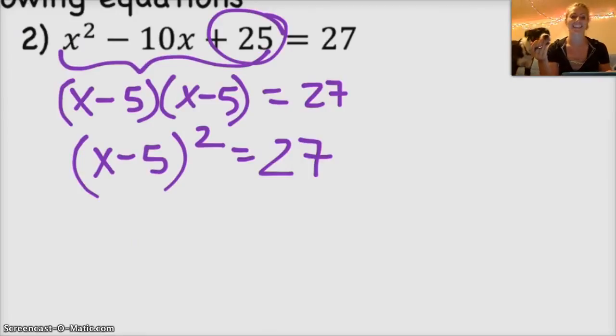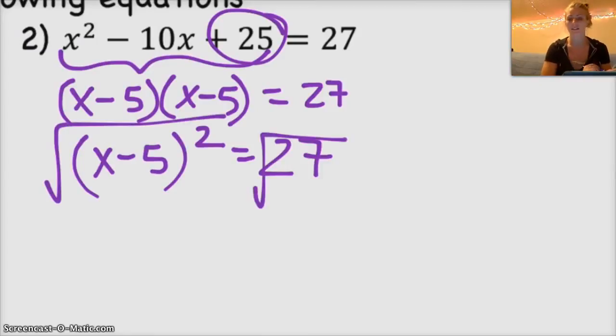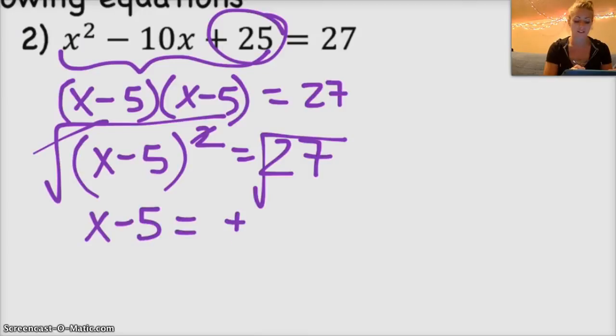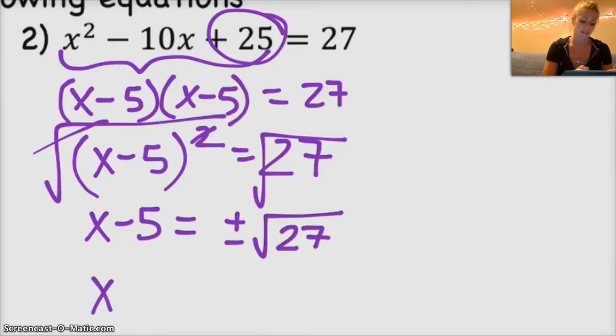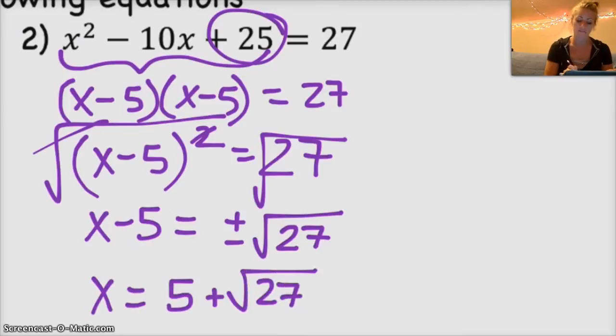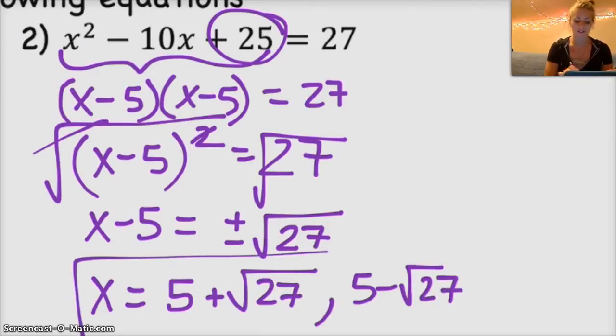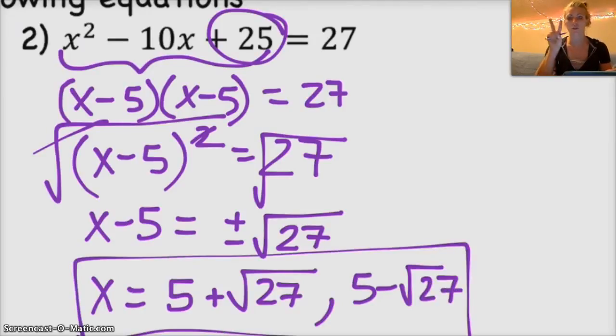Alright, anyways. So now you've got something squared equals 27. So we take the square root of both sides, and my square and my square root cancel. I get x minus 5 equals positive and negative square root of 27. Then you add 5 to both sides. I get x equals 5 plus square root of 27 is one answer, and 5 minus square root of 27 is the other answer. So you get two solutions.